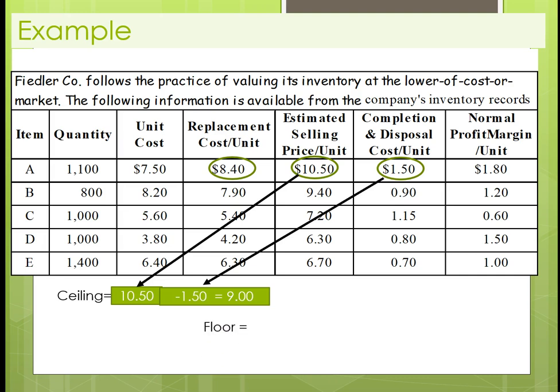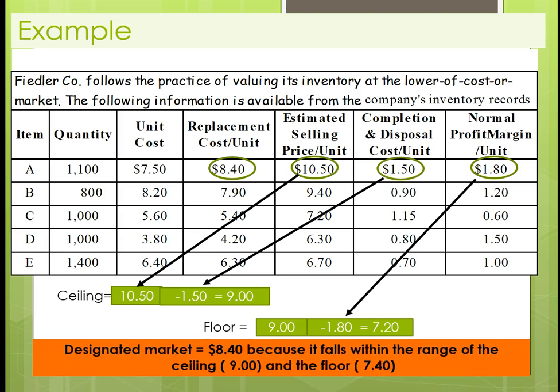Now we're going to calculate the floor. We're going to take that $9, which is the net realizable value, minus the profit. And that gives us $720. Now, since the 840 falls within the range, we would use our replacement cost. Now we'll go through and look at each item, and this is how I work the problem.